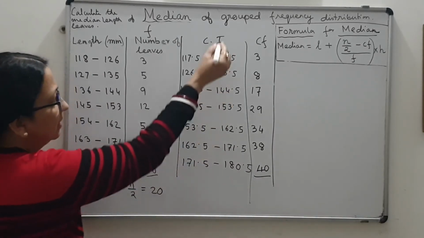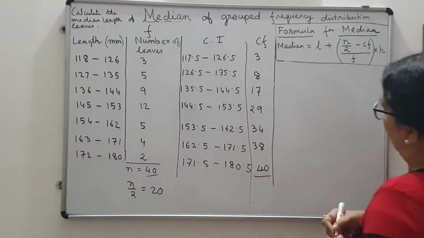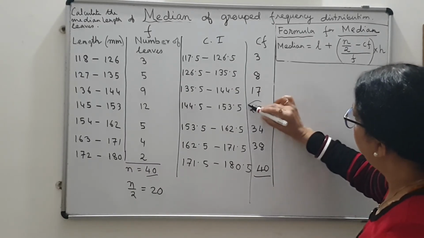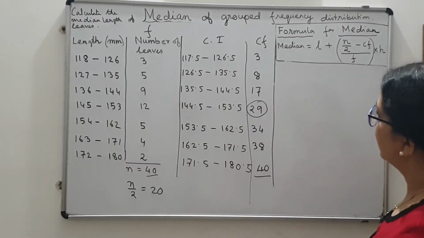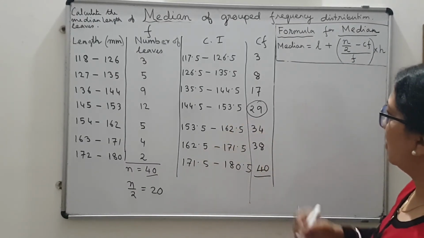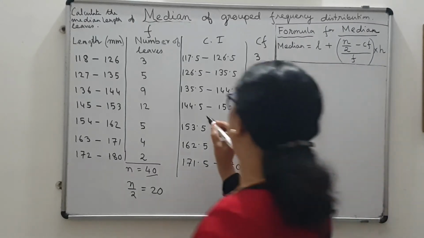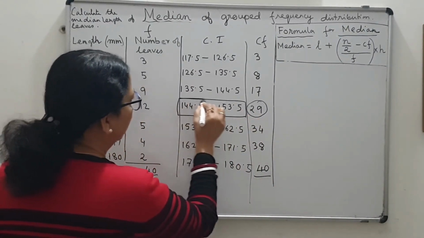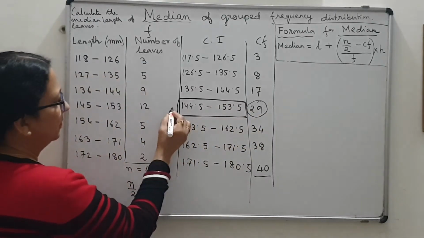So look at the CF column. Obviously this 29 is greater than 20 and closest to 20. Corresponding to this, the class is this. So this is our median class. So we have got the median class.